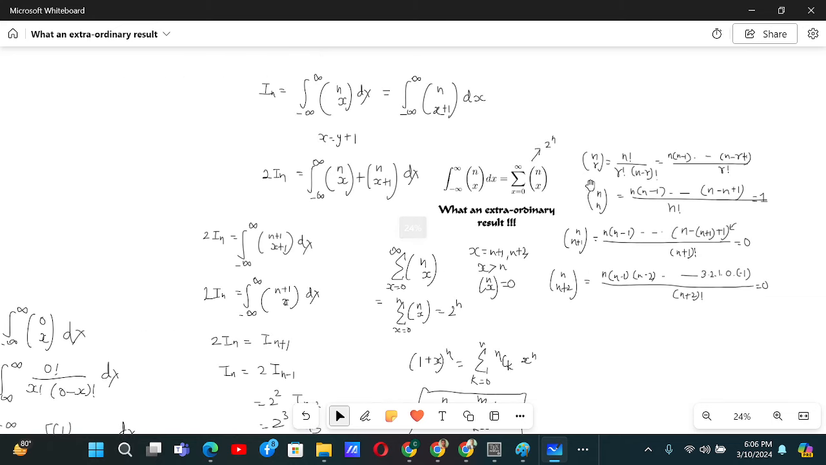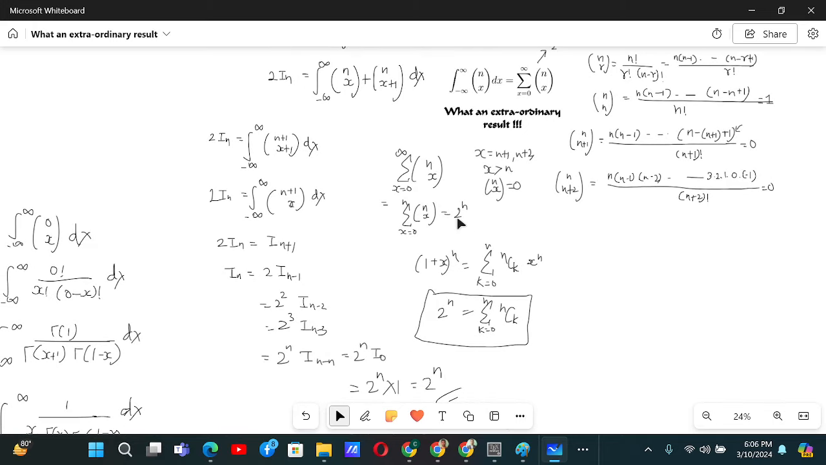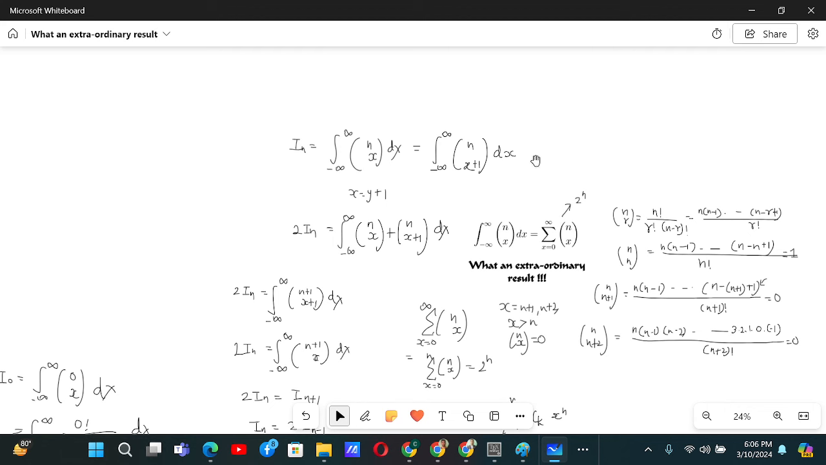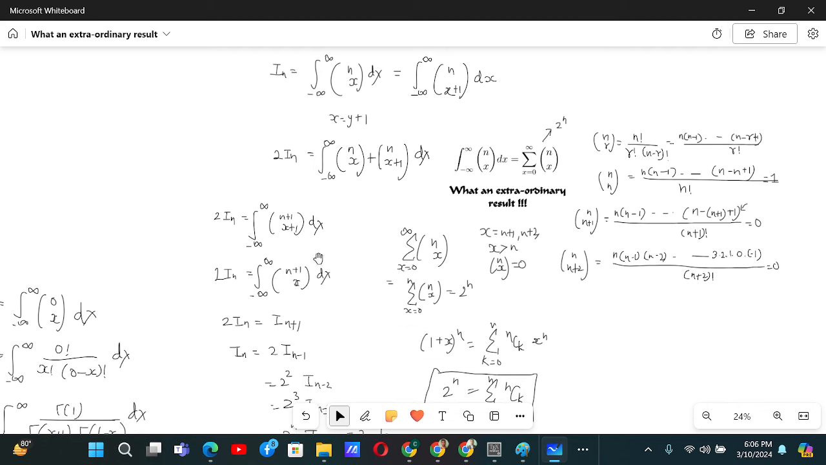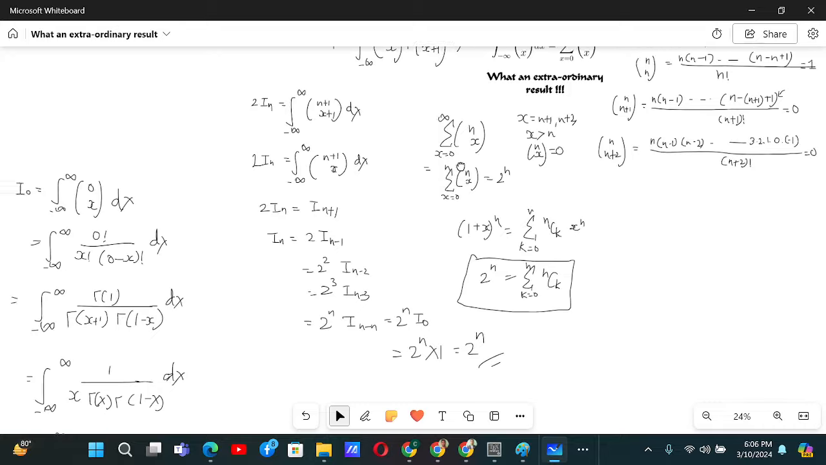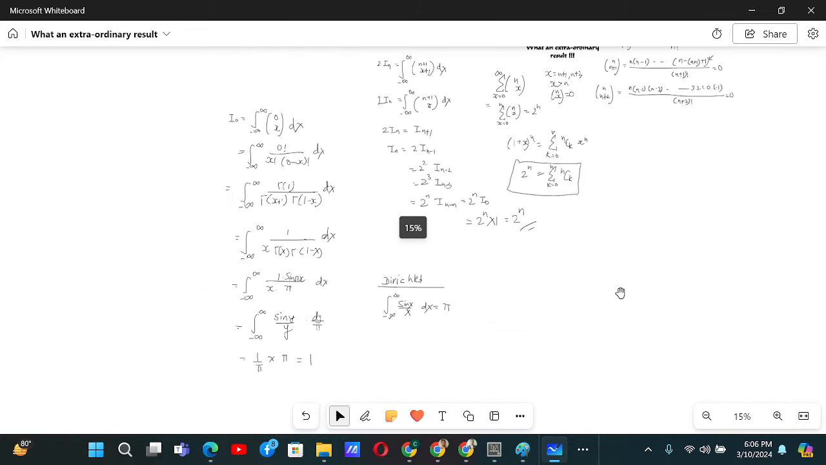Now I want to talk about the flow. We first changed the discrete sum from x equals 0 to infinity to 0 to n, because we saw that the other terms are 0. This was a standard idea. And then for the integral we tried to use a recurrence relation, because we found that I of n is 2 times I of n minus 1, and then used the same property up to I of 0. I of 0 was easy to find using the reflection formula.